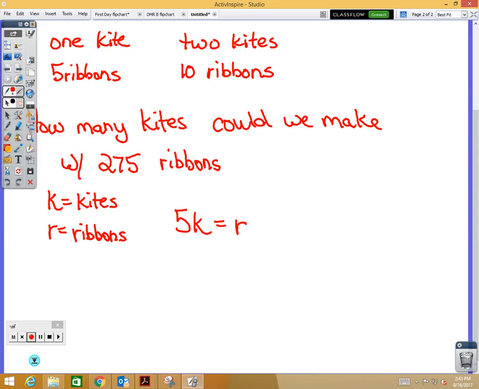So if we wanted to now use this 275, R equals 5K, then we could solve to find out how many kites that would be. Which would be, does someone already have that? Is it 25? 55. 55 kites we can make with 275 ribbons. All right.